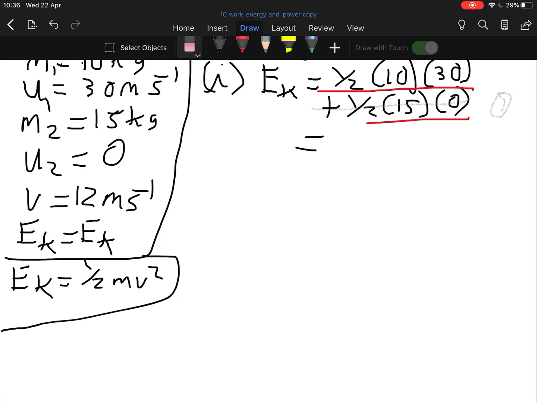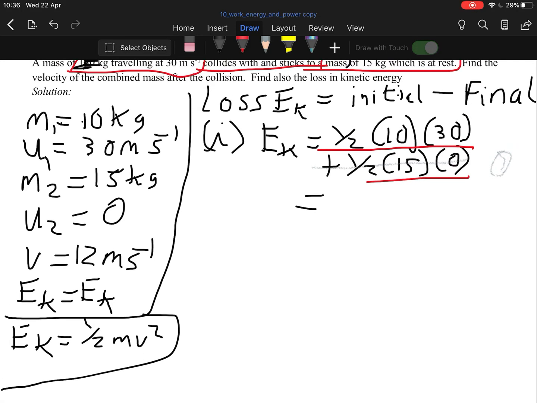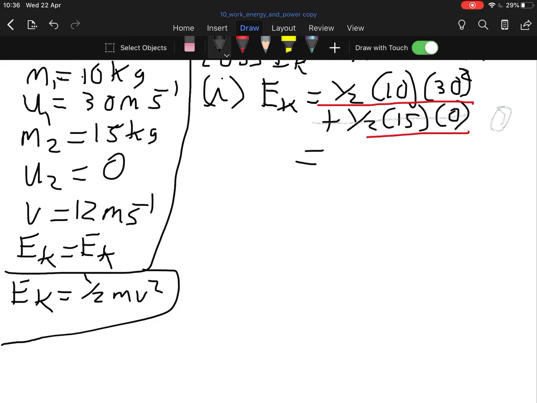So EK initially works out to be, oh, I forgot a value. Hold on a minute. I forgot to square that. There you go. I nearly always forget to put in the square. So it's actually a half times 10 times 30 squared. That gives us a much larger number, which makes more sense: 4,500 joules. That's the initial.